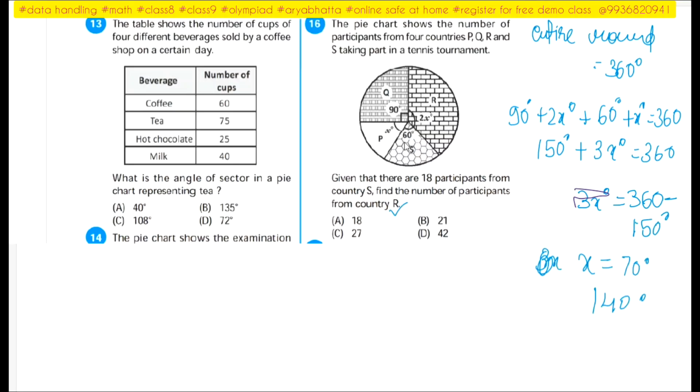What will we do? When I am saying 16, this x of yours, 18 participants belong to whom? They belong to S, right? So what will we say? When I say 60 degrees have 18 participants, then 140 degrees will have how many participants?